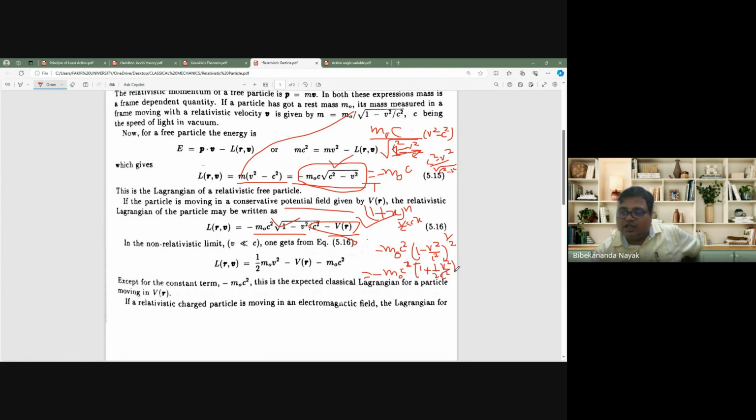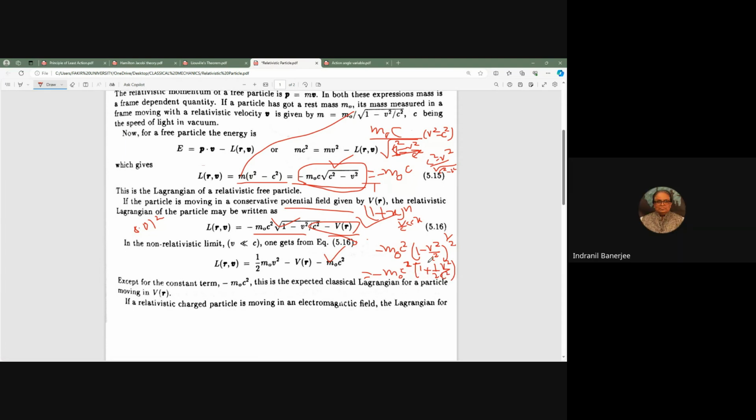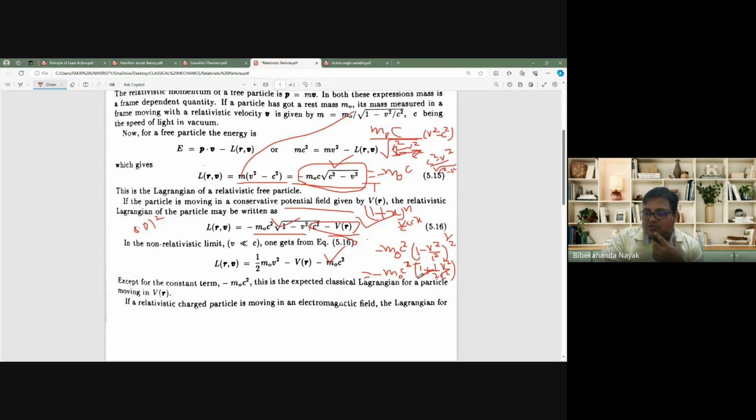Then other terms, but since v by c is much less than 1, its square will be even smaller. Suppose v by c is 0.01. If you take its square, it will be 0.0001, much smaller. So we can neglect that. So for the non-relativistic limit, in place of this, I can write this, and this is basically minus m0 c square, and this term and the half c square cancel. Here it is minus minus plus half m0 v square. So in the non-relativistic limit, this gives this Lagrangian.